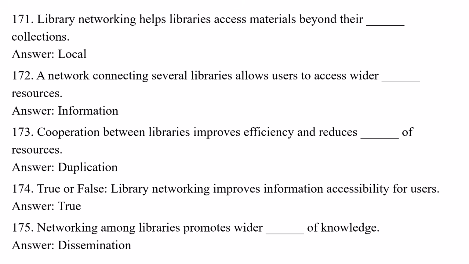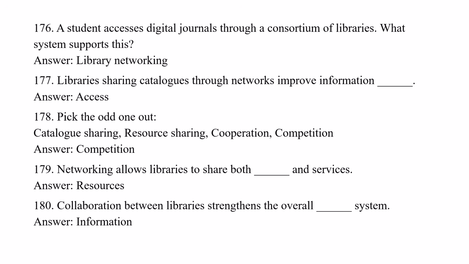Is that true or false? That's true. Networking among libraries promotes wider dissemination of information. Let's go to 176. A student accesses a digital journal through a consortium of libraries. What system supports this? It's called library networking. Libraries sharing catalogs through network improve information what? Access. Pick the odd one out. Catalog sharing, resource sharing, cooperation, competition. Competition is not part of it. Networking allows libraries to share both their resources and their services. Collaboration between libraries strengthens the overall information system.